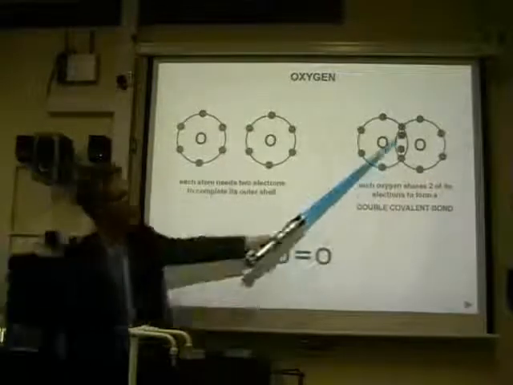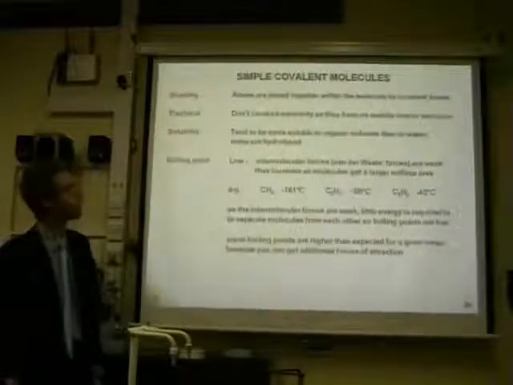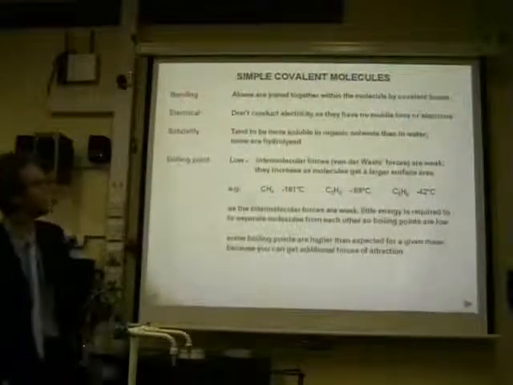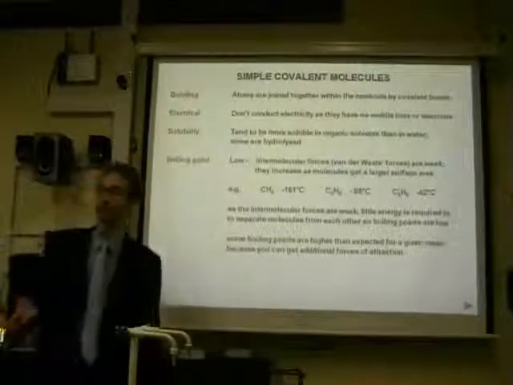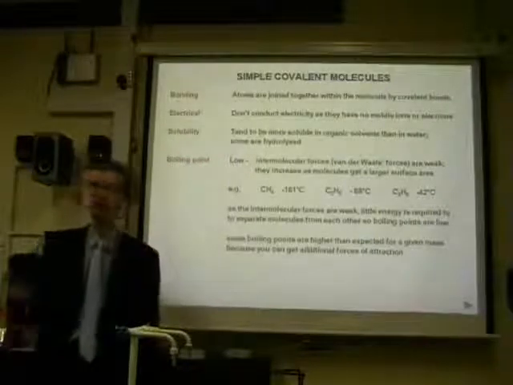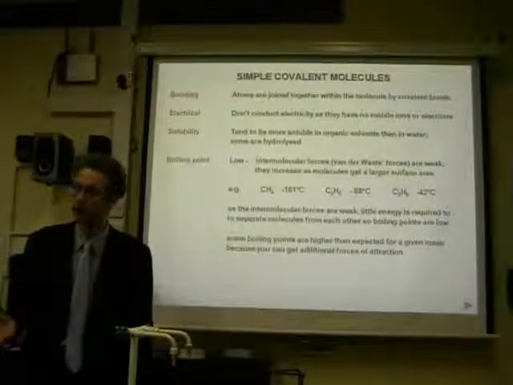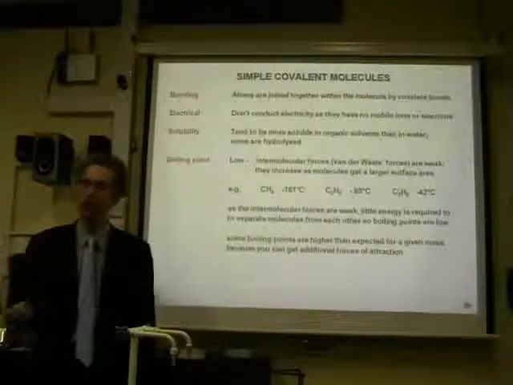Oxygen, two pairs of electrons. Okay, double bond. So they're joined together by covalent bonds, and you know covalent bonds are really strong, so obviously they've got a really high melting point. Which makes the important point that actually they don't. They have a very low melting point, and that is because you don't break the covalent bonds.